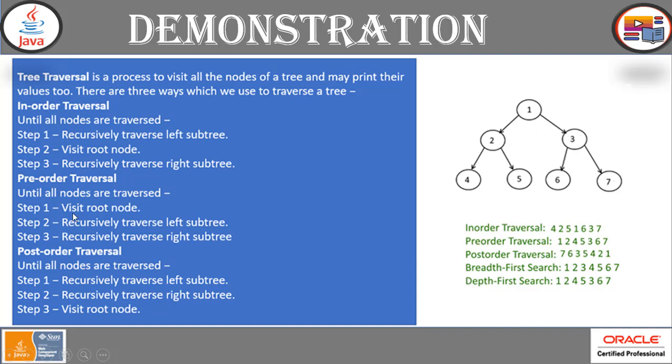In case of pre-order, root, left, right. Root is 1. Left is 2, and further it has a left because it's a subtree, 4 and 5, and then back to the root and traverse the entire subtree which is on the right side of the root. So this is 3, 6 and 7. This is your pre-order traverse. And similarly you have the post order. Here we can see left, right and root.